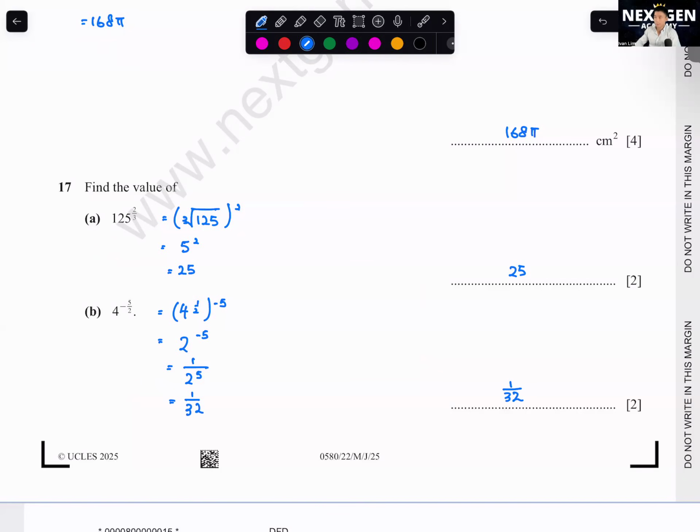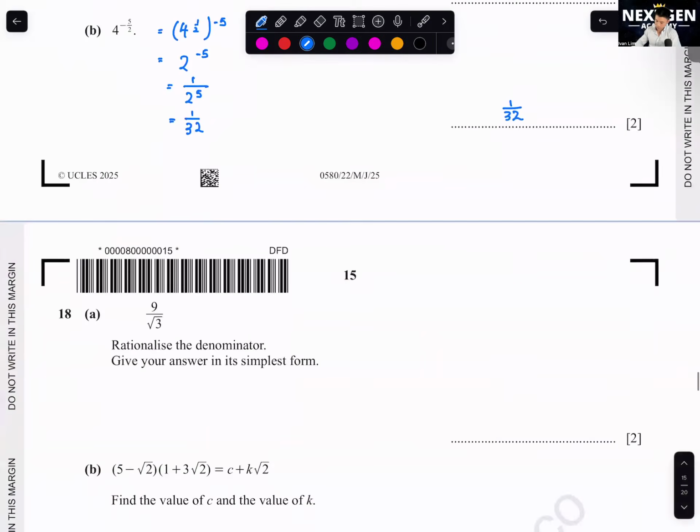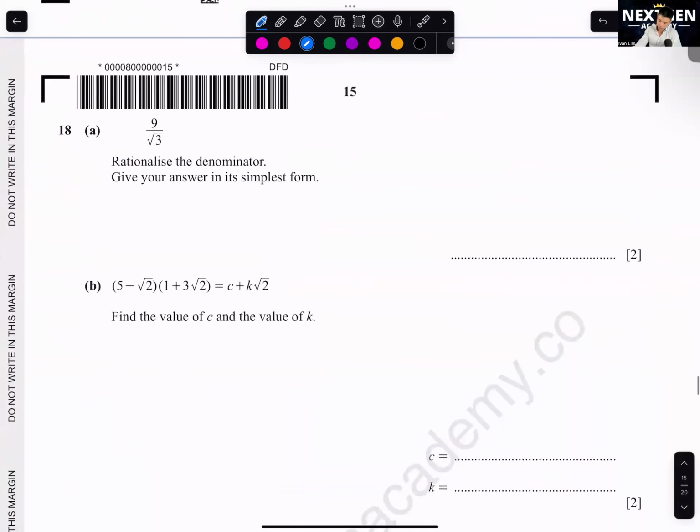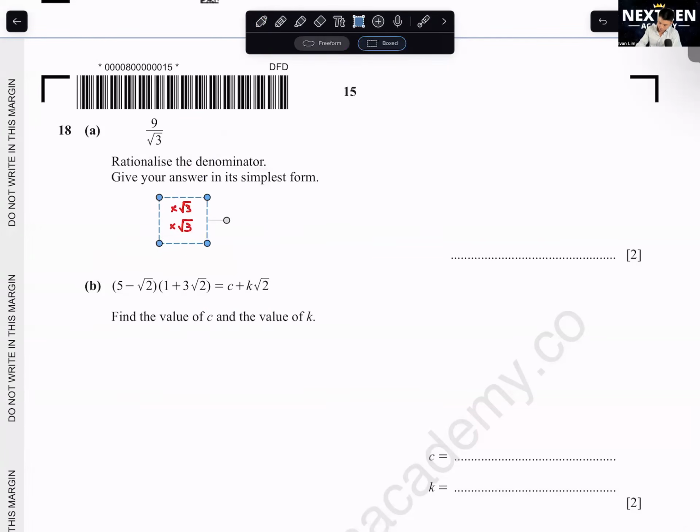Okay, let's go to number 18. 9 over root 3. Rationalize the denominator. You just multiply by root 3 over root 3. Hey, wait. Why did I write on top here? Write down the working. 9 over root 3 will be 9 root 3 over 3, which is 3 root 3.